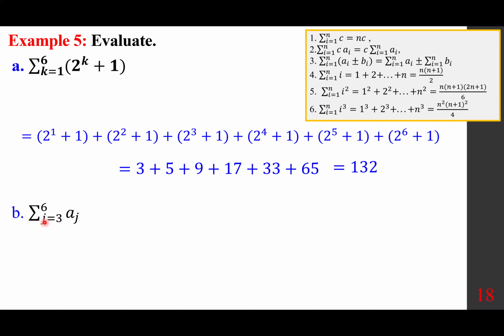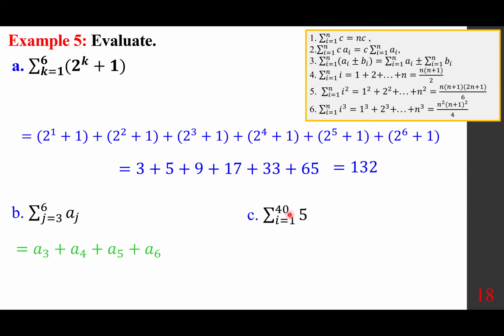Summation of a sub j as j goes from 3 to 6. So that means a sub 3 plus a sub 4 plus a sub 5 plus a sub 6, and we stop at 6. The upper limit of the summation is number 6. And a is not a number that we know, so we just have to write it in this format. Unless we know what a is, then we can figure it out.